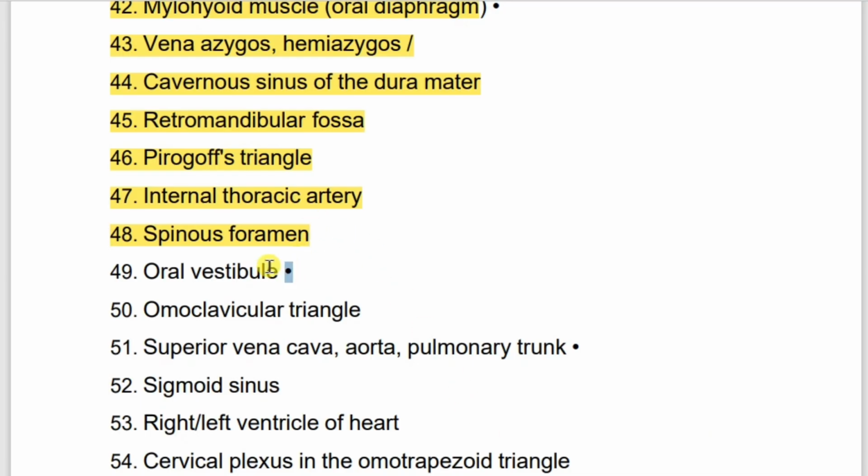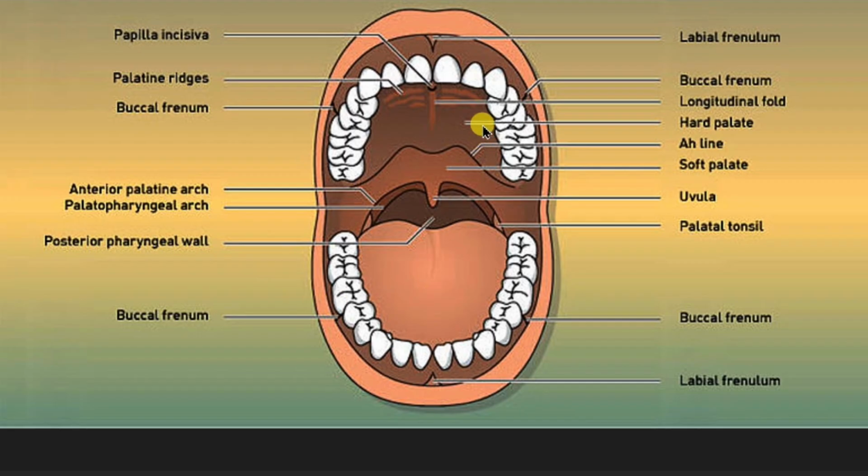So the next structure we have here, oral vestibule. As you can see here, we have to find the oral vestibule. You can find the oral vestibule between the lips and the teeth. The space between them is called the oral vestibule, and the space inside is called the cavity proper.